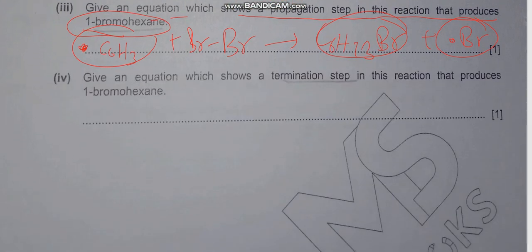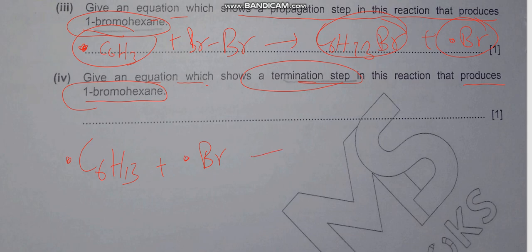So question part 4: give an equation which shows the termination step in this reaction that produces 1-bromohexane. For the termination step we can say C6H13 free radical plus Br free radical will change into C6H13Br.